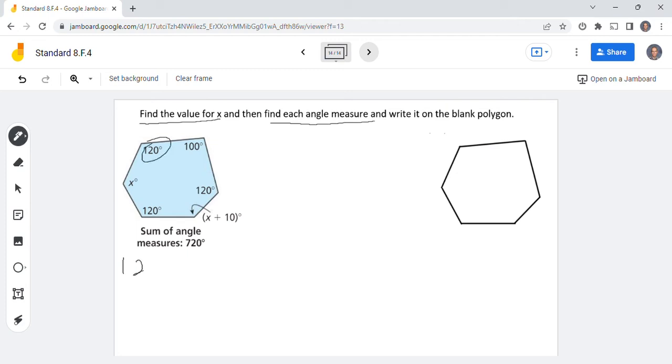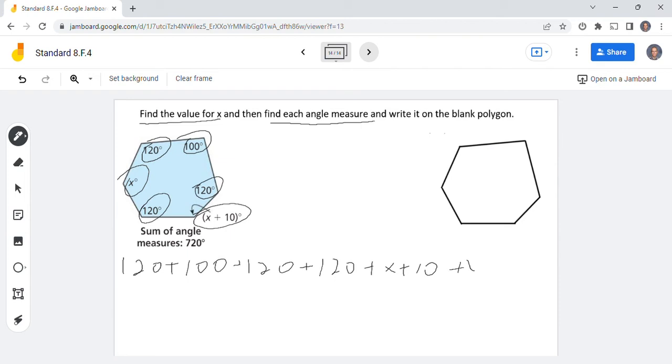That gives us 120 plus, here's 100, plus, here's another 120, plus, here's another 120. All right, and then we're going to add these. So I'm going to add the x plus 10 and the x. Doesn't really matter which order you add them up because summing is all right in any order. But we got it all added up and we equal 720.